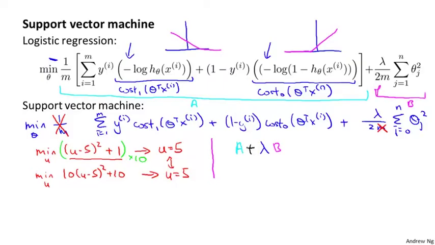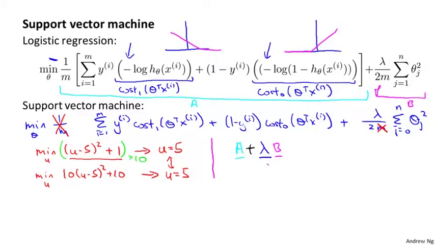By setting different values for this regularization parameter lambda, we could trade off the relative weight between how much we want to fit the training set well, that is minimizing A, versus how much we care about keeping the values of the parameters small, that is minimizing B.